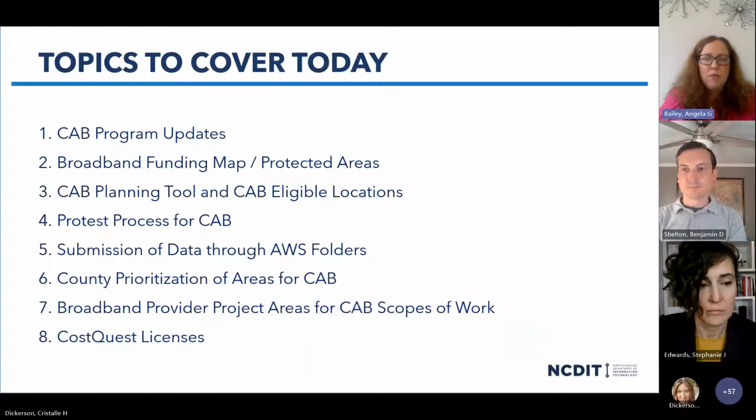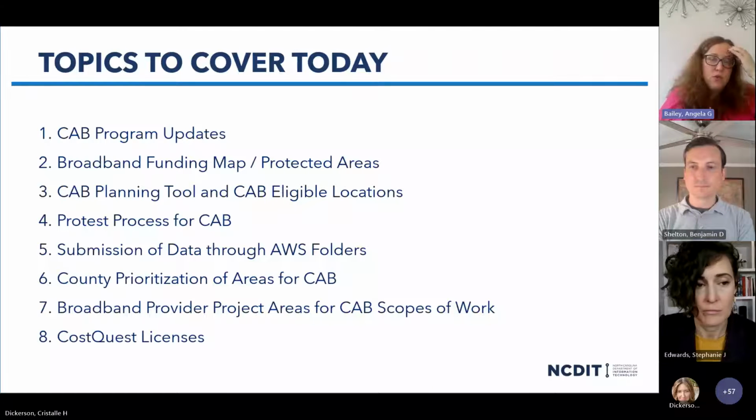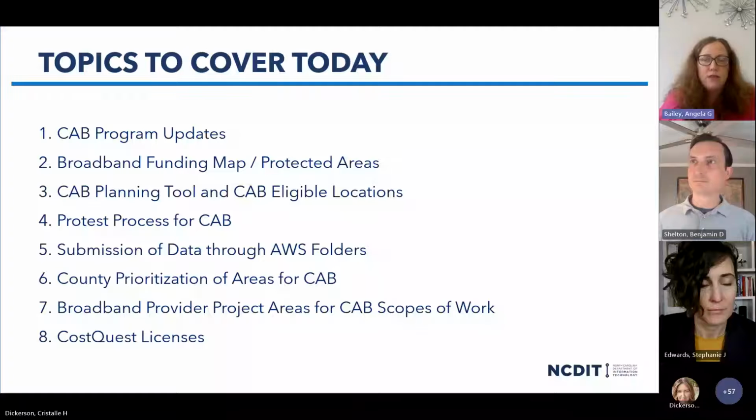We will talk about the CAB planning tool and the CAB eligible locations, which are reflected in that tool. We'll talk about the protest process for CAB, which is a process for broadband providers if they serve an area that shows as being unserved. We're going to talk about how both providers and counties can submit data to us through our new AWS folders. We'll talk a little bit about county prioritization for CAB if you want to prioritize certain areas in your counties, how broadband providers will submit project areas for CAB scopes of work, and then a little bit on cost-plus licenses.